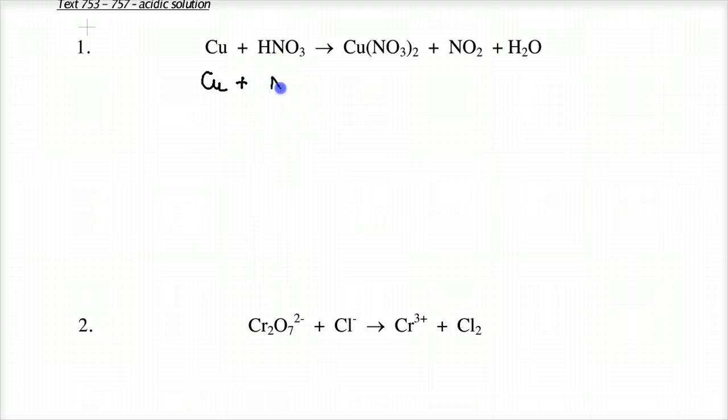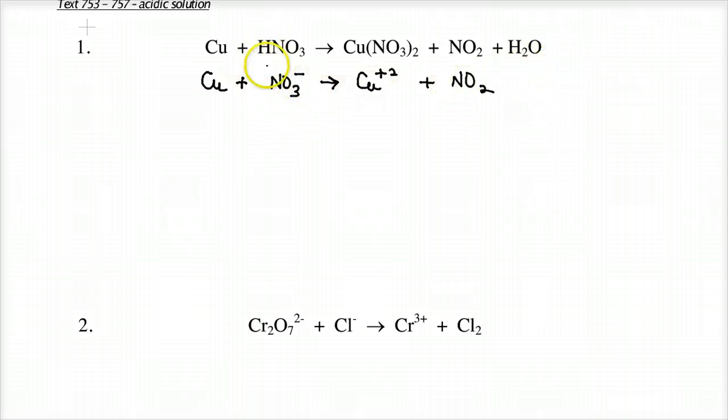But I'm just going to use NO3 minus right here. And then this is soluble, so this would be copper plus 2, and you would have nitrate ions that are soluble, and then we would have NO2. So this is how a reaction may be presented to you, let's say in a college or AP class.